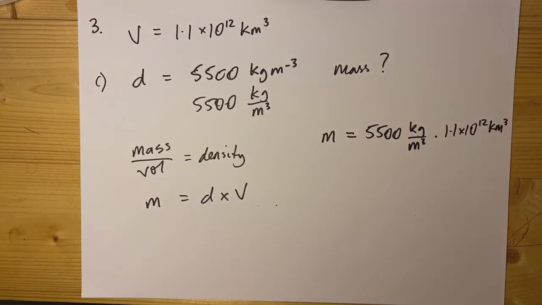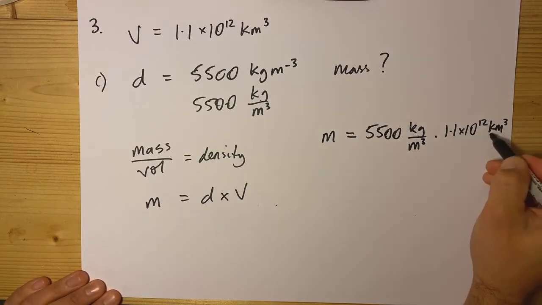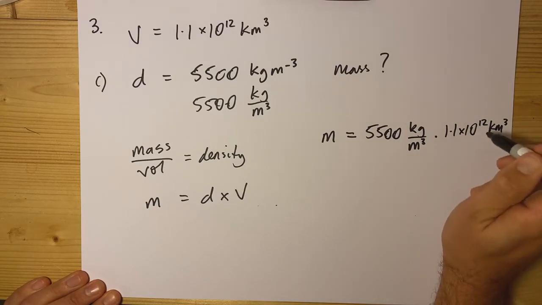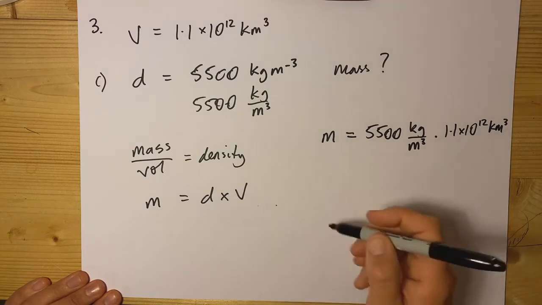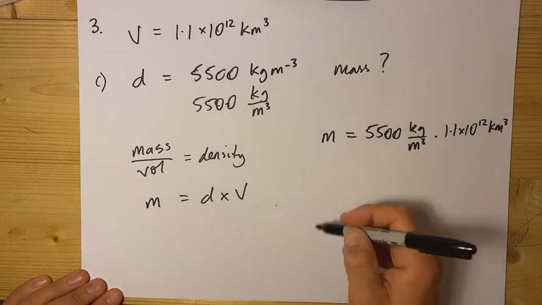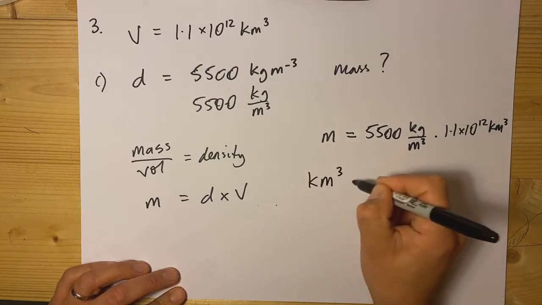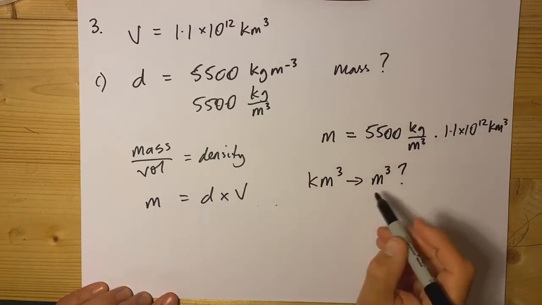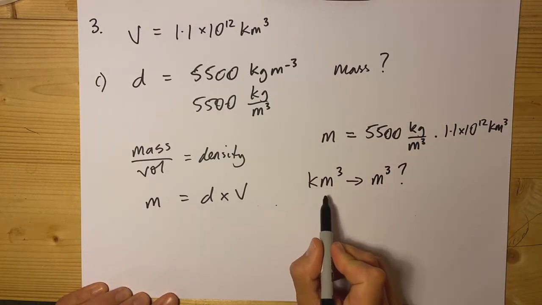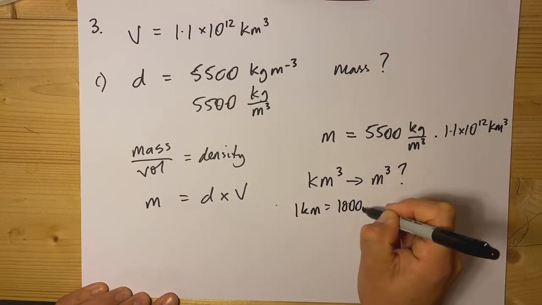We go, oh, hang on a minute here. We've got density in meters cubed, and here we've got our volume in kilometers cubed. So we need to convert this into meters cubed. Let's just have a think about how we're going to do that, and I'll switch to a clean sheet of paper in a second. So how do we go from kilometers cubed to meters cubed? We know, at least I think we all know, that 1 kilometer is the same as 1,000 meters.